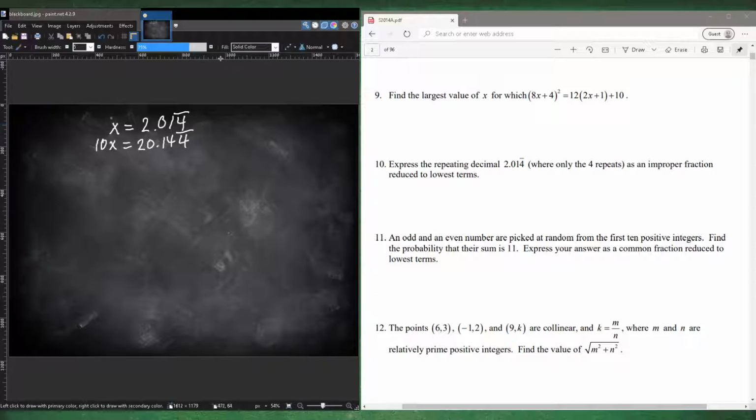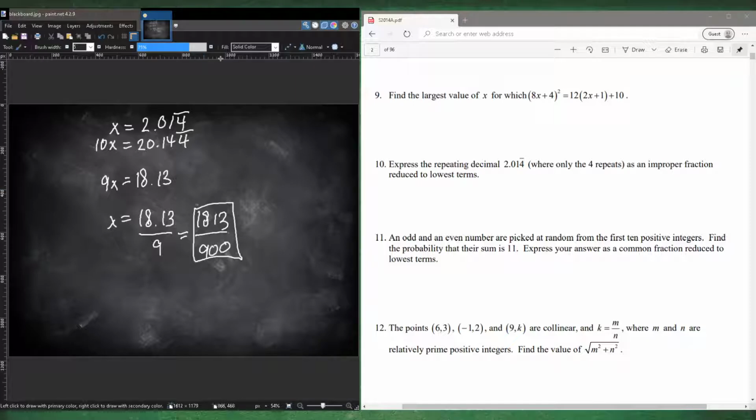What we could do is subtract these two, so that's 9x. 20 minus the 2 is 18. And 0.14 repeating minus 0.01 repeating, the 4s repeating cancel each other out, so 0.14 minus 0.01 is just 0.13. So 9x equals 18.13, so x equals 18.13 divided by 9. To get rid of the decimal, we just need to multiply by 100. So that's 1813 over 900. And that should be your answer, 1,813 divided by 900.